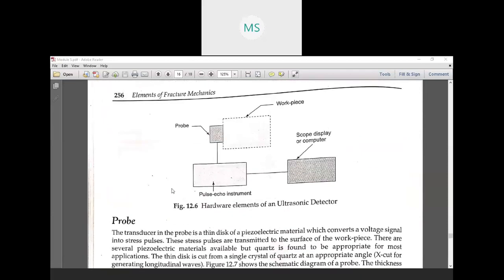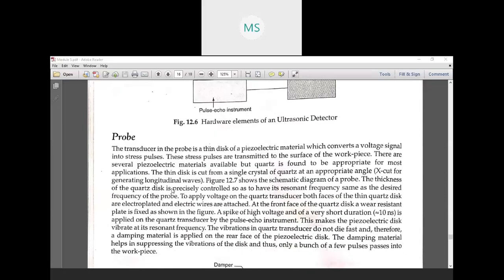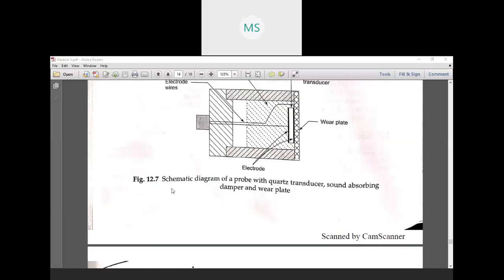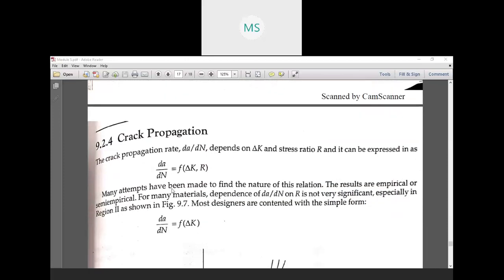If you want to read more about how amplitude works, how we are going to increase the frequency, study it very well. You can study in detail what the probe is and all. Okay, fine.